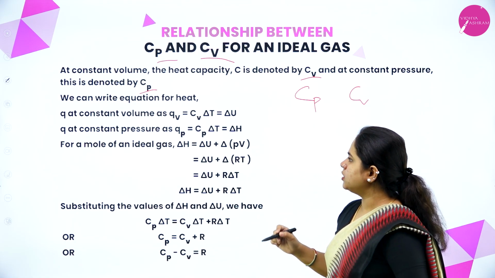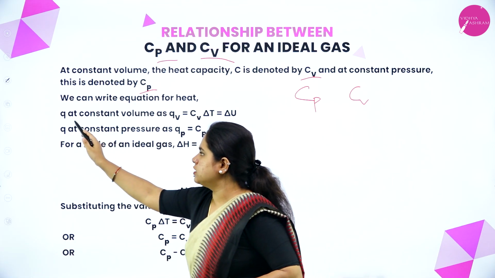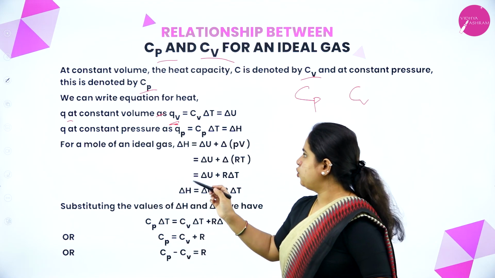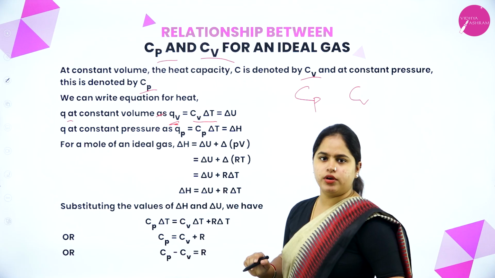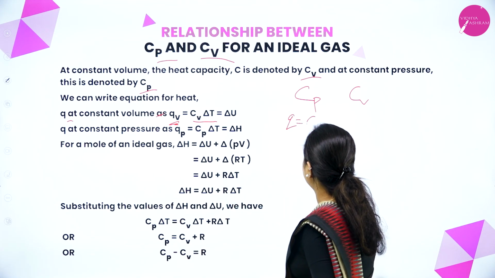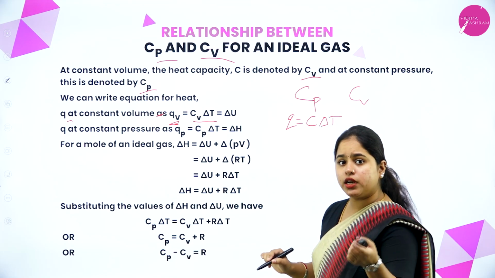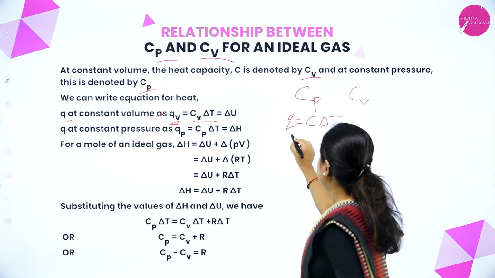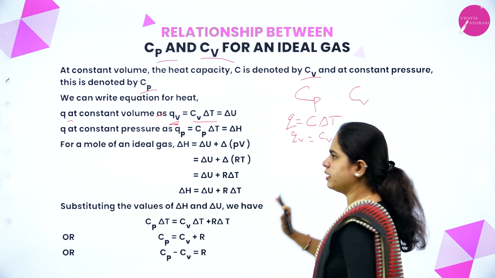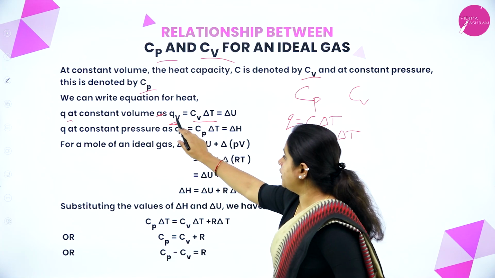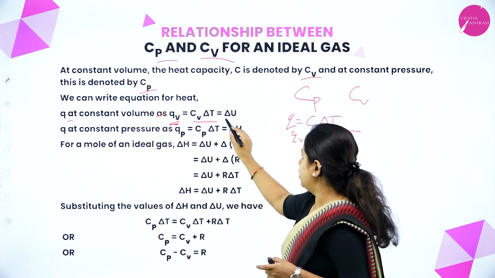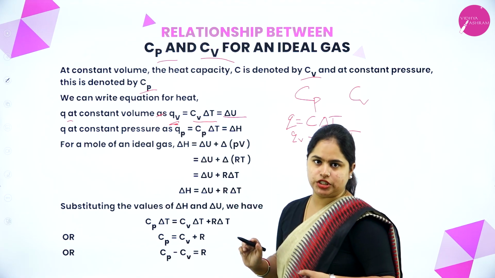So, we can write the equation for heat at constant volume. Q at constant volume is Qv, which is equal to Cv into delta T. Just now we studied this equation for heat capacity, Q is equal to C into delta T. So, if you are considering Q at constant volume, this becomes Qv, C becomes Cv and delta T will be delta T itself. And Qv is equal to delta U. We already know that Qv is equal to delta U.